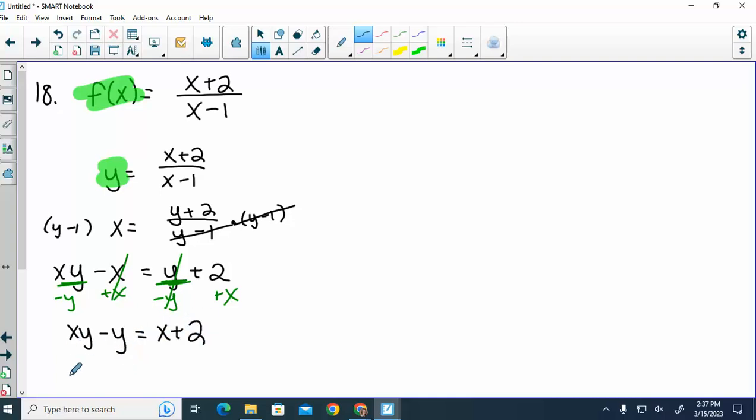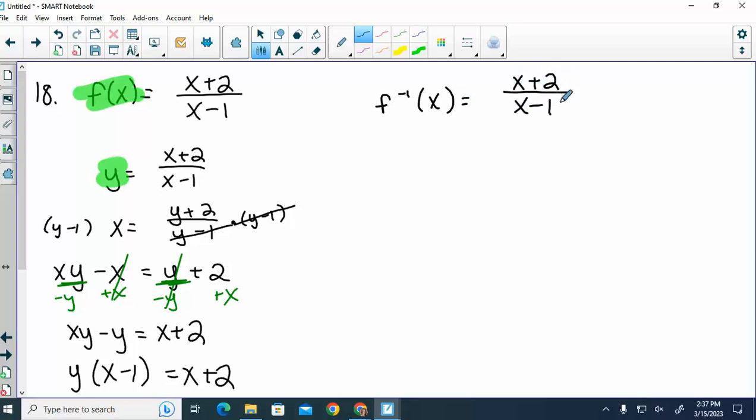Then what would you do? So final step to get y by itself would be divide. At the end, instead of y, what do I have you write? f to the negative 1. So that would be x plus 2 over x minus 1.